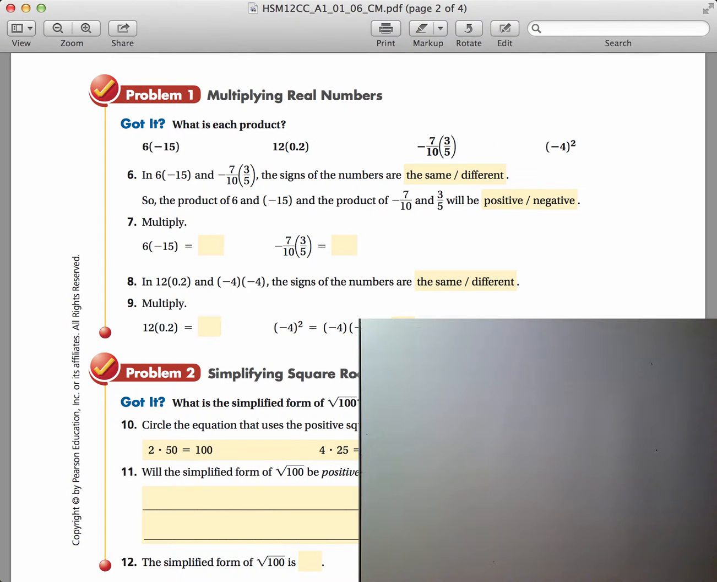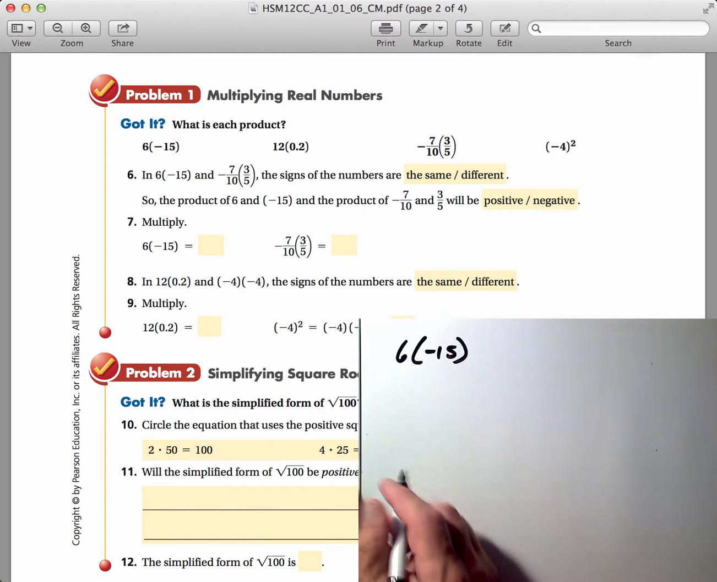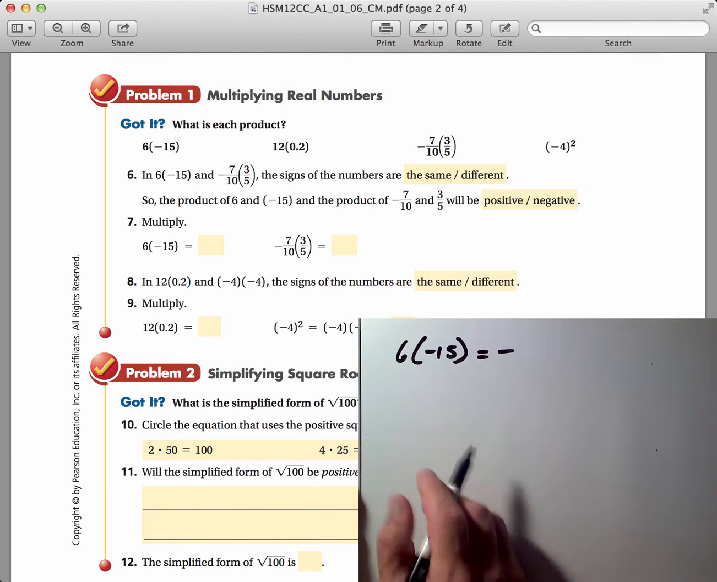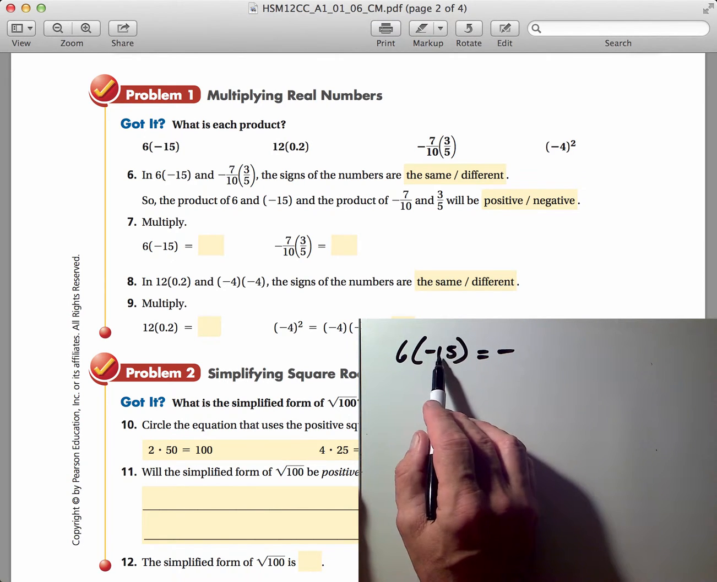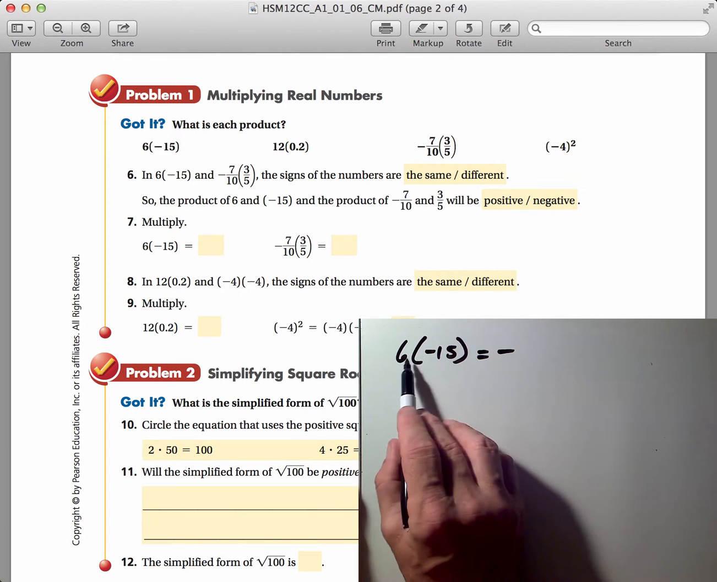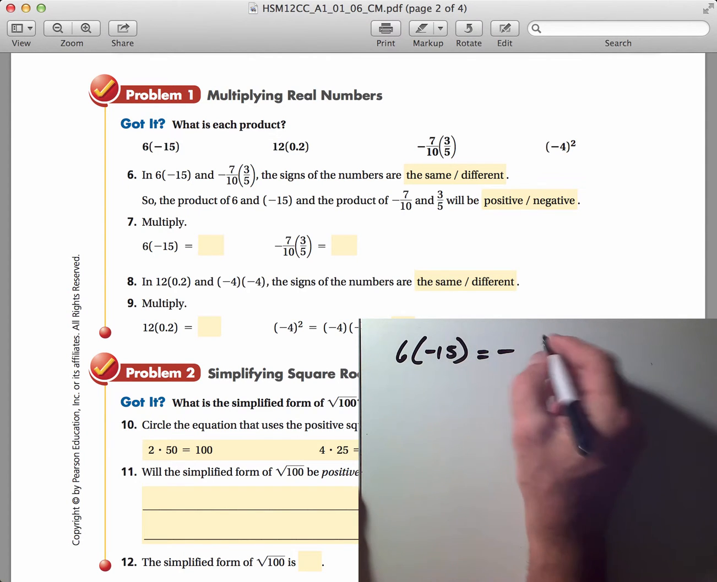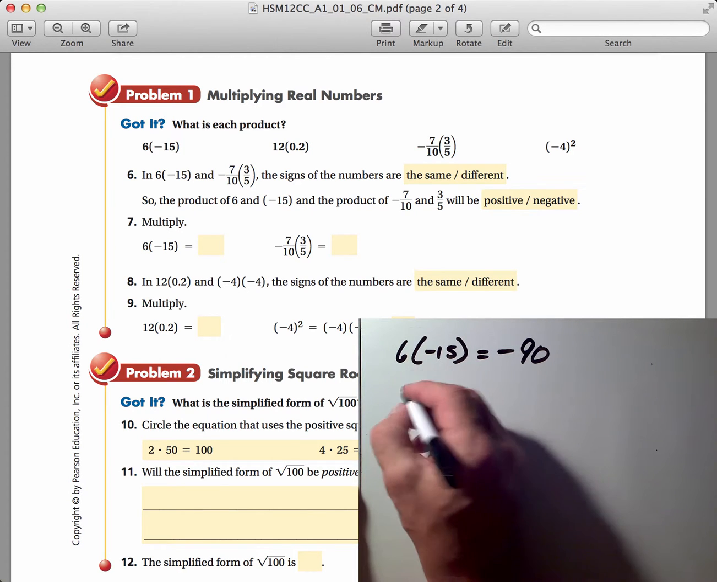At the top, problem 1, we're going to find the product of each, and it says 6 times a -15. Well, first off, we know it's a positive and negative, so this number is going to be negative. 6 times 15 is, well, 6 times 10 is 60, and 6 times 5 is 30, so 30 plus 60 is 90.